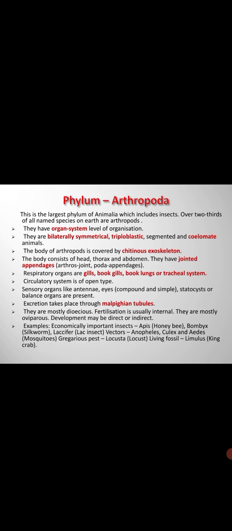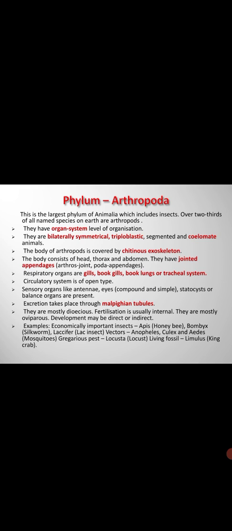Circulatory system is of open type. Sensory organs like antennae, eyes, statocysts, or balance organs are present. Very important character, excretion takes place through Malpighian tubules. They are mostly dioecious. Fertilization is usually internal. They are mostly oviparous, develop... Poda. Examples are economically important insects like Apis, honeybee, Bombyx, that is silkworm, Laccifer, vectors like Anopheles. So many examples you can quote.